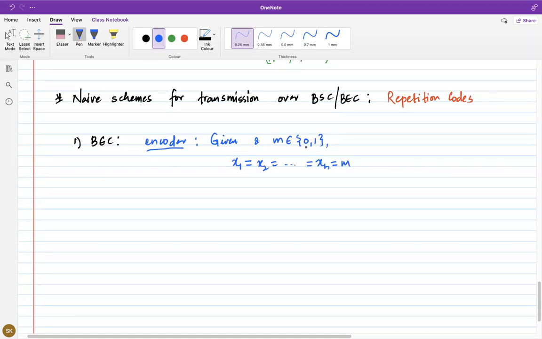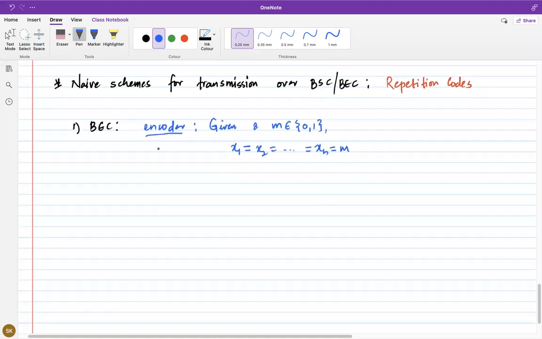So let's say if you want to transmit 0, then you have to have an n-length vector that is an all-0 vector. Or if you want to transmit 1, then you need to repeat this 1 again and again n number of times. And there are only two messages. So there are only two encoded outputs which are possible to transmit over the channel, which are nothing but just the all-0 or all-1 vector.